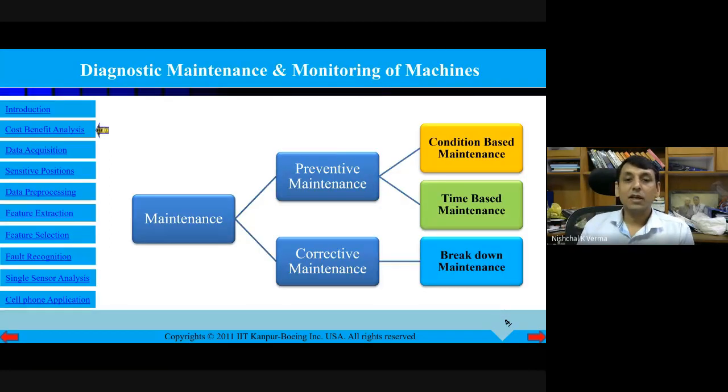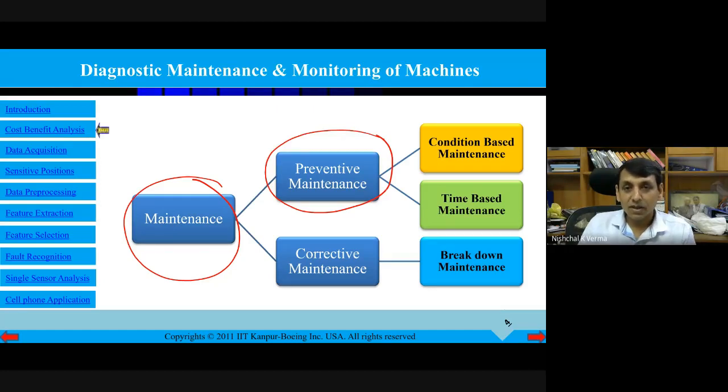So let me just tell you that when we talk of maintenance, let us now look at the types of maintenance that we normally practice in our industries. So you see, the maintenance that we have here is normally of two kinds, right? The preventive maintenance. When we say preventive maintenance, this means the maintenance which is carried out before the breakdown comes. This is possible only when you are monitoring. Please understand, if you are not able to monitor the machine, then how do you know what needs to be done a priori?